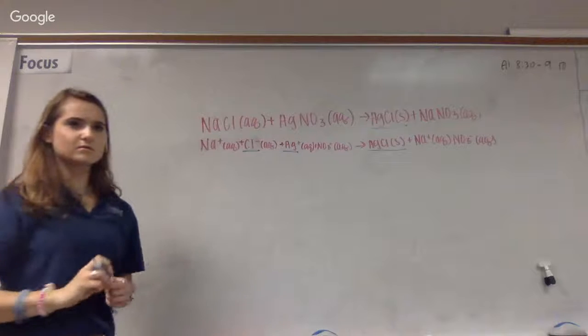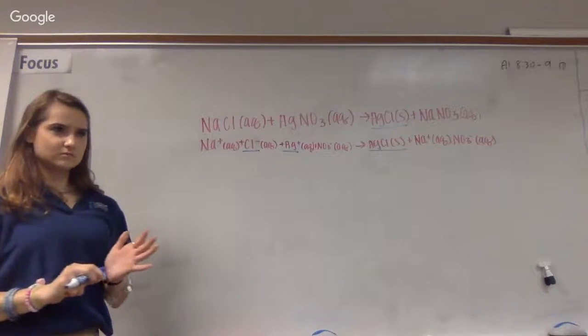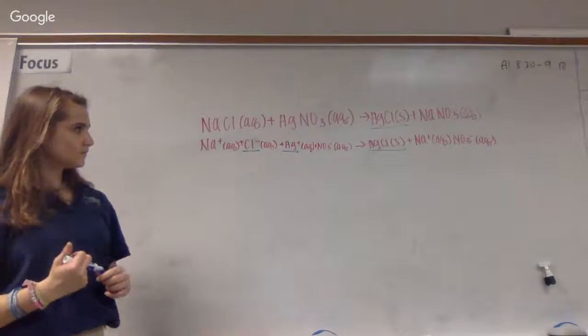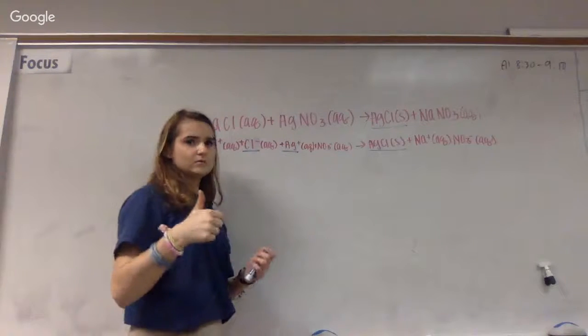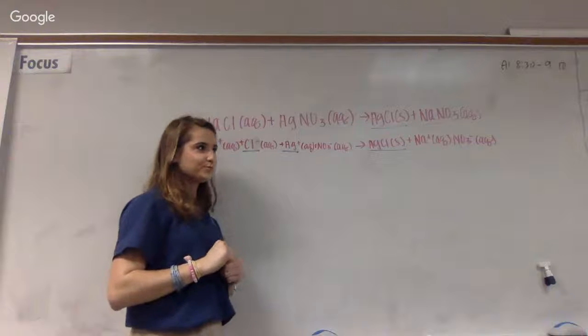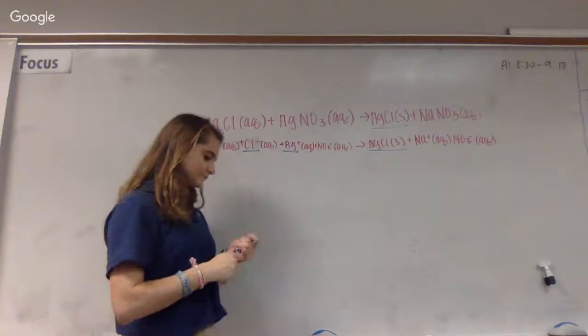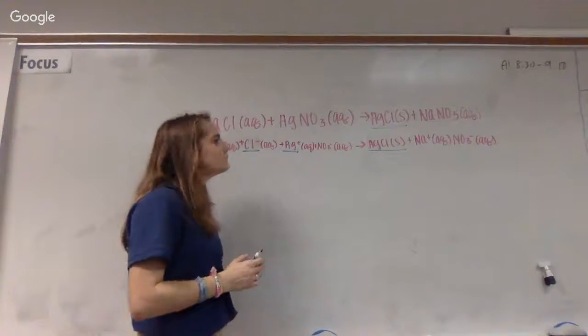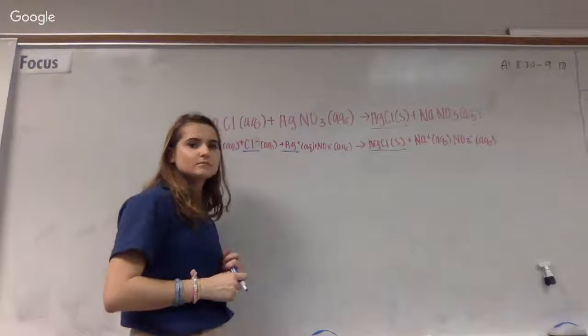So do you agree with me that those are the two things that are going to put together to form our solid? Does everyone see this? Can I get a thumbs up if you all see this? Okay. So then what we're going to do is we're just literally going to write a net ionic equation, and the net ionic equation is simply only the ions that are forming AgCl.